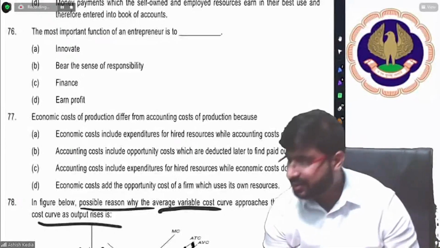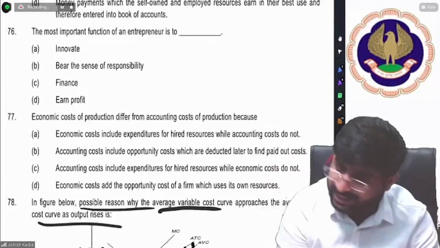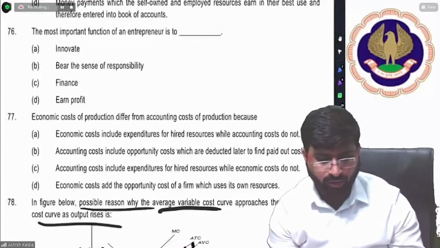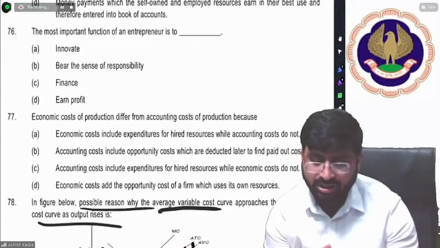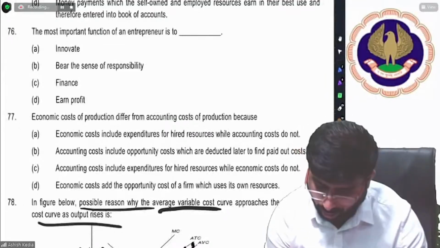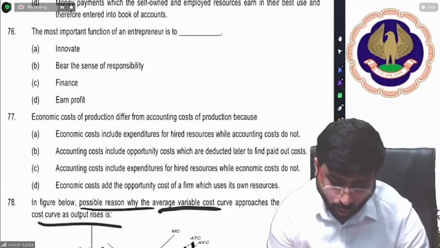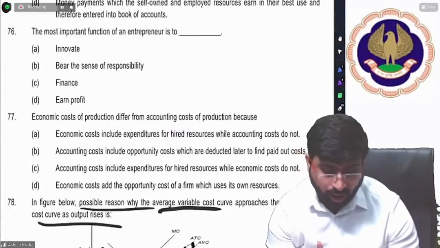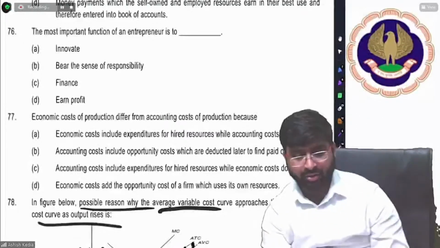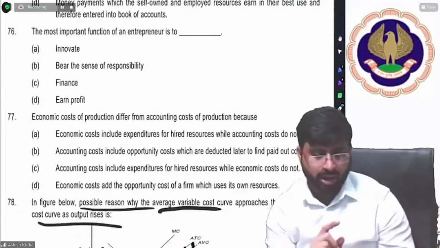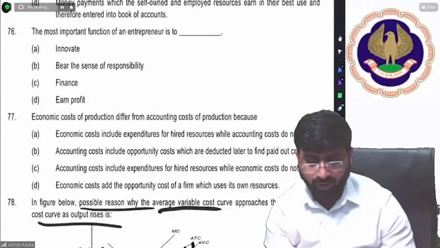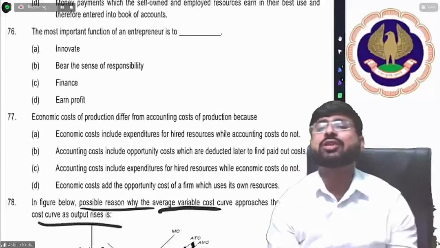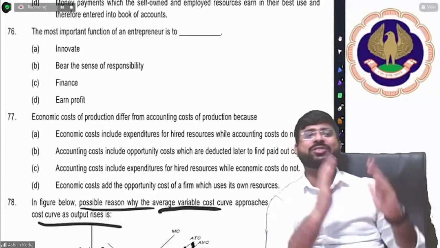That's absolutely right. Let's see the options. Because economic costs include expenditure for hired resources, while accounting costs do not. Accounting cost includes opportunity costs which are deducted later to find paid out costs. Accounting costs include expenditure for hired resources, while economic costs do not. Economic costs add the opportunity cost of a firm which uses its own resources. Absolutely, so 77D.